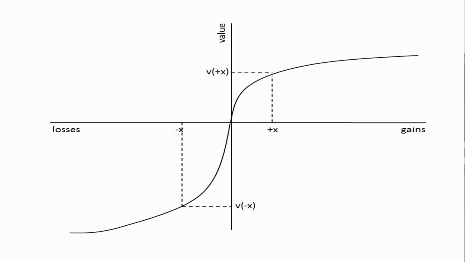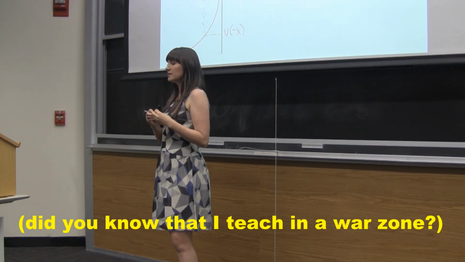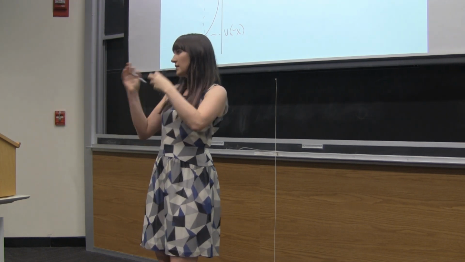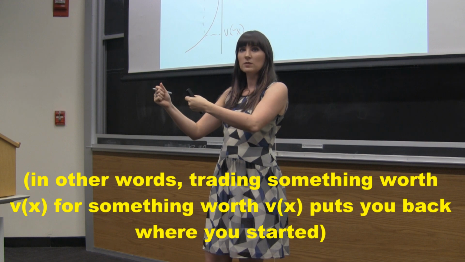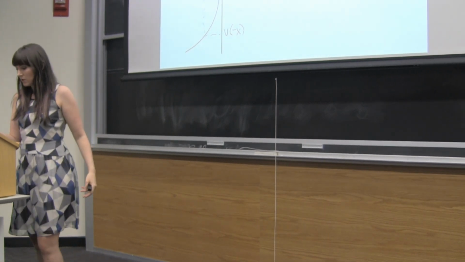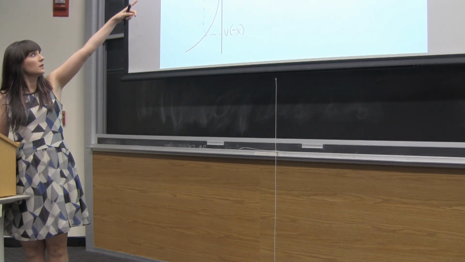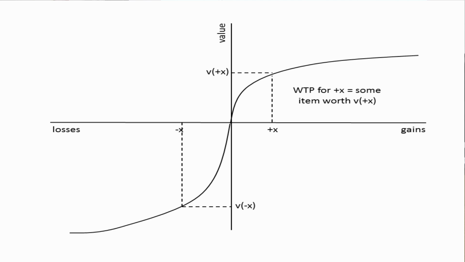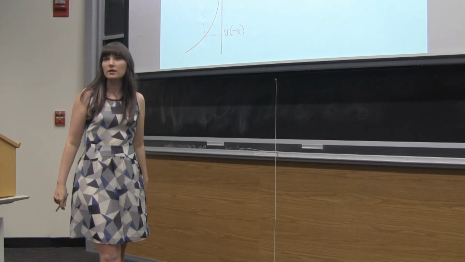Because obviously in terms of dollars, this doesn't make a whole lot of sense. But in terms of value units, how much would you be willing to give up in order to get a gain of x? You would be willing to give up something as long as you think, well, I would trade something worth v of x to get a gain of x, because that would give me back v of x. That would put me back at a zero point, right? So your willingness to pay for something that's considered a gain of x would be some item, I don't even care what it is, worth v of plus x. I even took money out of the picture, right?